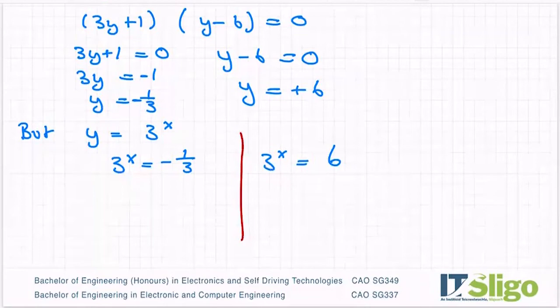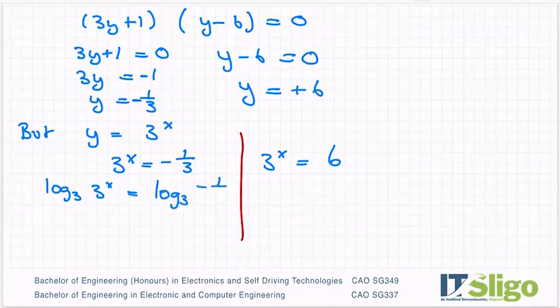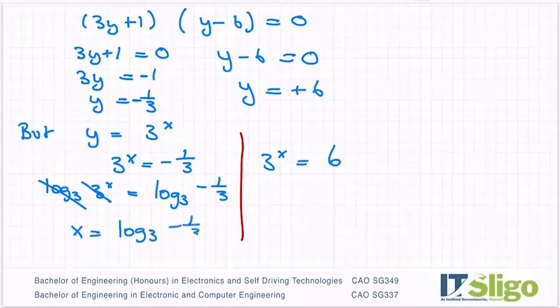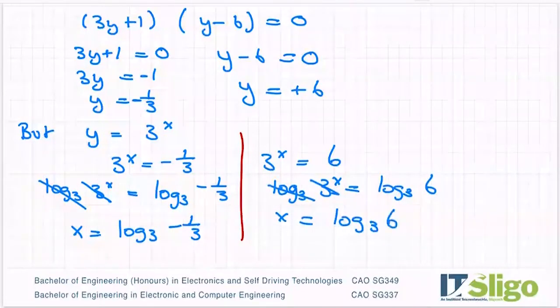Okay, now these are two separate ones. So log to the base 3 of 3 to the power of x. What I do to one side, I have to do to the other. Okay, log to the base 3 and 3 then cancel. That's why I did it, and I'm getting x is equal to log to base 3 of minus a third. And on this side, I'm going to do log to the base 3 again. And they cancel. X is equal to log to the base 3 of 6.